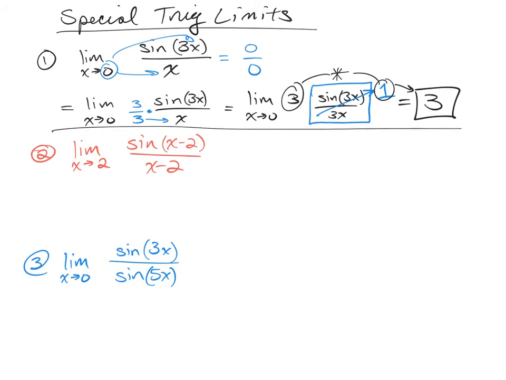In the next example, we have the limit as x approaches 2 of sine of x minus 2 over x minus 2. Now this is a strange situation. The limit is not going to 0. X is not approaching 0, it's approaching 2. But what's on the inside of the sine and the denominator approach 0 if you put 2 in for this x and this x. As a matter of fact, it gives you a 0 over 0 form.